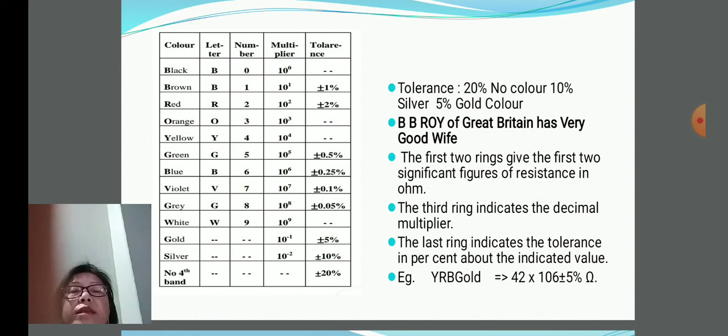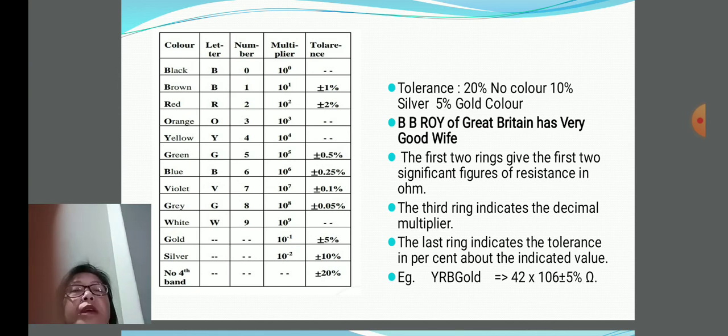And if it is going to be a multiplier, black will be 10 to power 0, brown 10 to power 1, red 10 to power 2, orange 10 to power 3, yellow 10 to power 4, green 10 to power 5, blue 10 to power 6, like that, up to white which is 10 to power 9. If it is gold it will be 10 to power minus 1, silver 10 to power minus 2. The tolerance value for gold is plus minus 5%, silver is plus minus 10%, and if there is no fourth band it will be plus minus 20%.